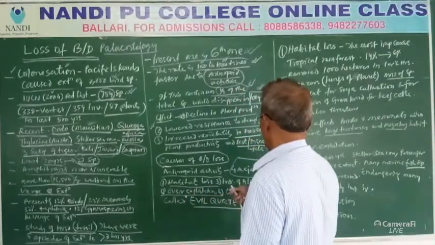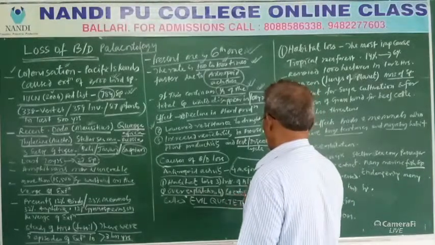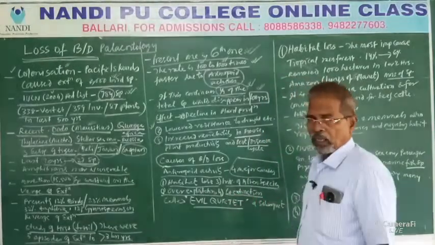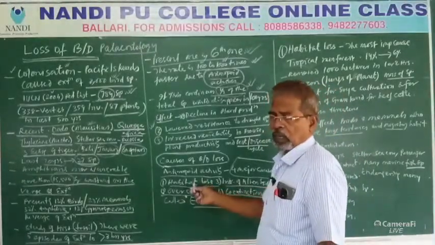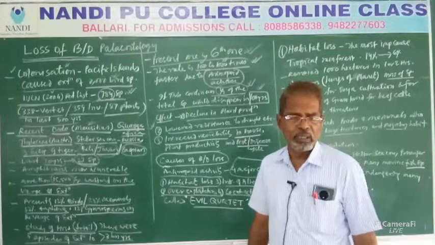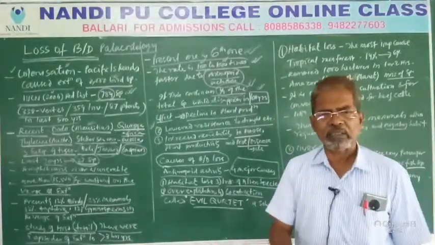Third one is introduction of alien species. Last one is co-extinction. I'll repeat once again. First one is habitat loss. Habitat loss means cutting the jungles, the home of the animals, and when plants are cut, the home of plants also is removed.